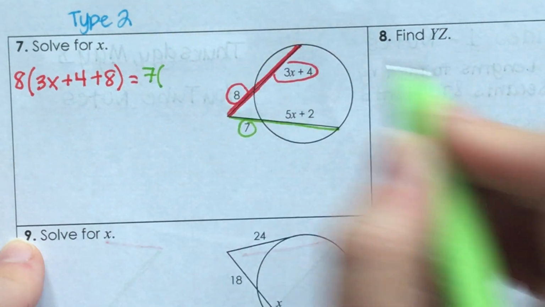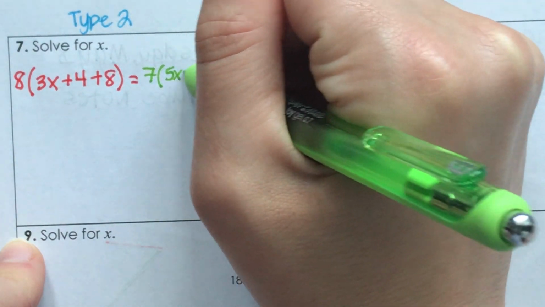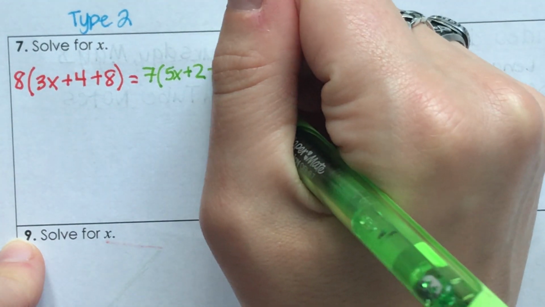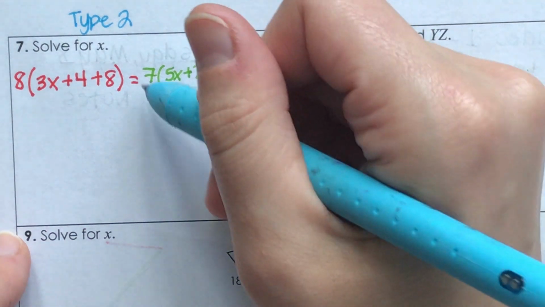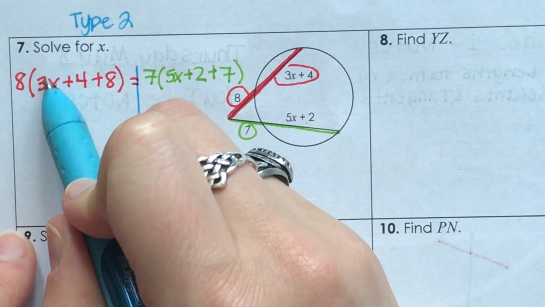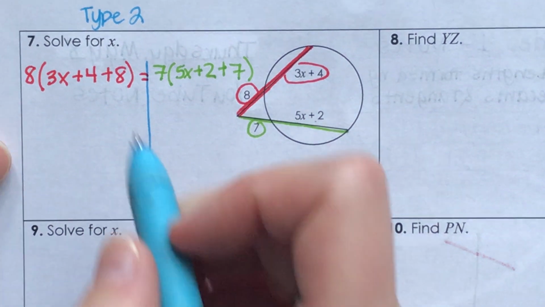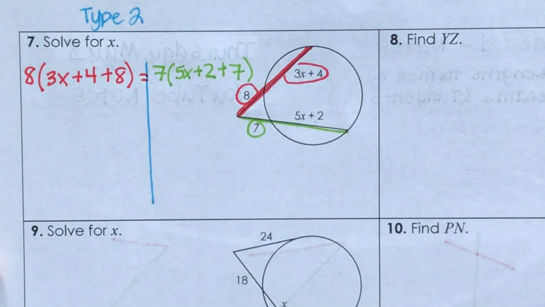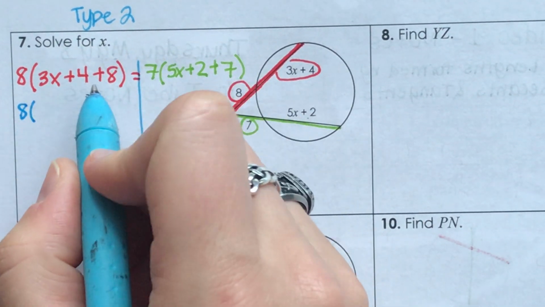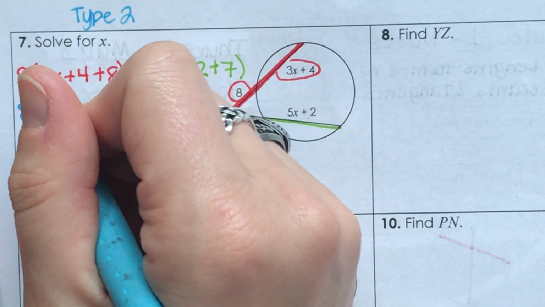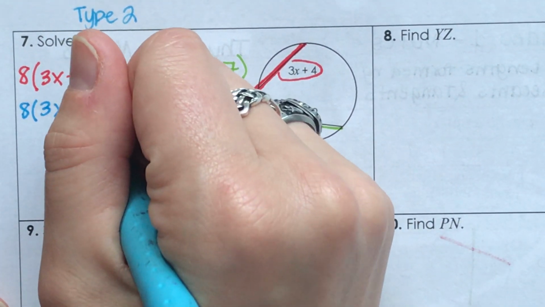Outside times the whole thing is this plus this: 5x plus 2 plus 7. Now, this is an algebra problem, but before I distribute the 7, I'm going to look inside the parentheses first. What I notice is that I can combine some like terms. I can add 8 plus 4 together on the inside of my parentheses. I get 12 if I do that.